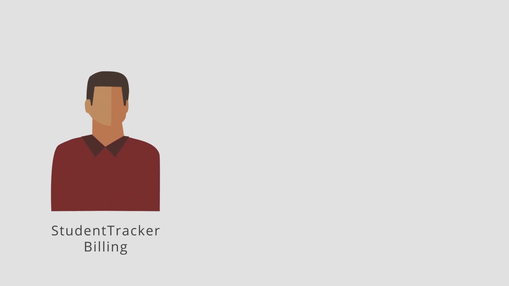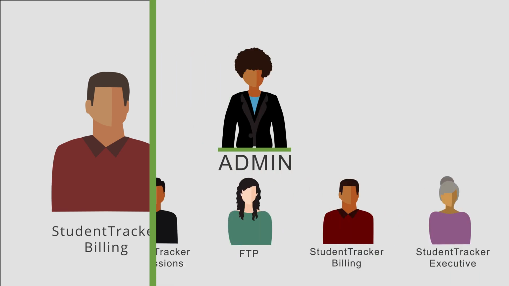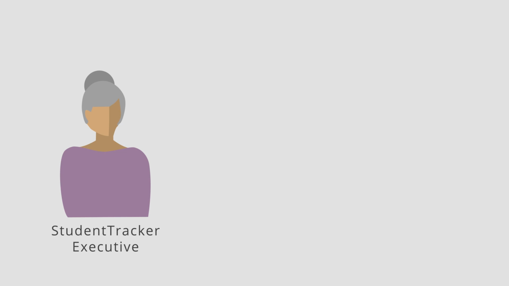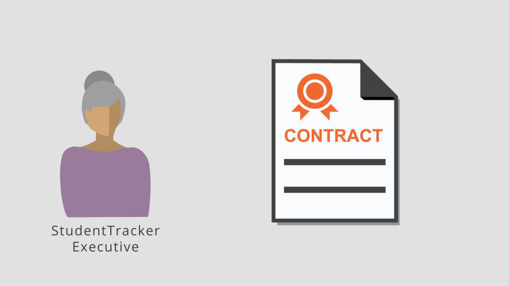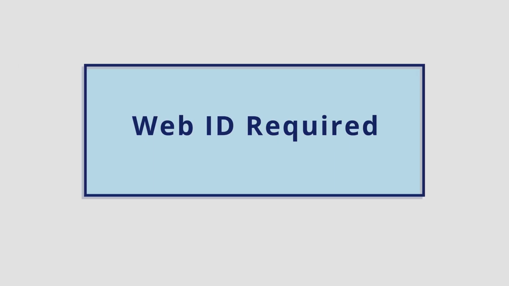StudentTracker Billing is related to the receipt of service invoices and can only be assigned to one user, while StudentTracker Executive is responsible for the institution's StudentTracker contractual relationship with the Clearinghouse. Any roles allowing access to the Clearinghouse Secure site require users to also have a web ID. This can be enabled by your institution's user administrator.